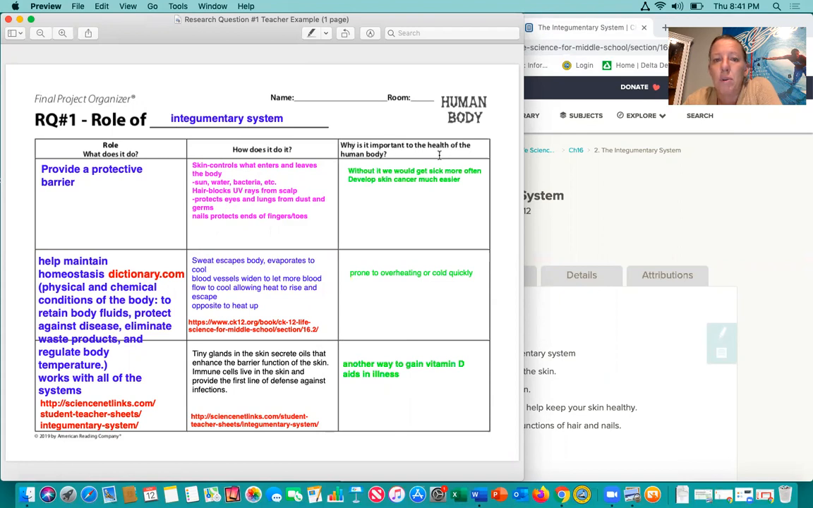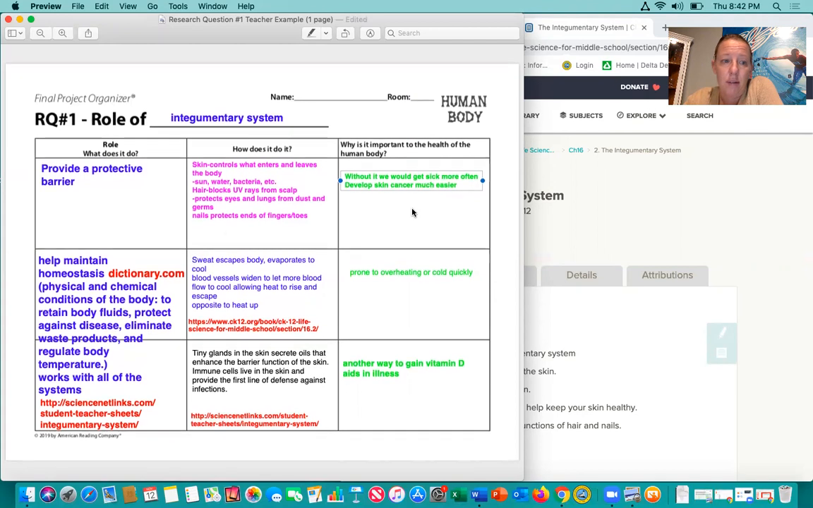So why is it important to the health of the human body? Now, even if I didn't find this in this resource, I can infer this based on what I've learned here and what I know about having skin, nails, and hair. But I said without it, we would get sick more often. Maybe we could develop skin cancer much easier if we didn't have these particular items.